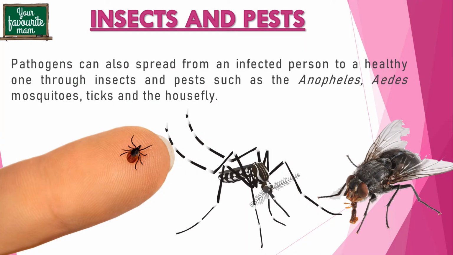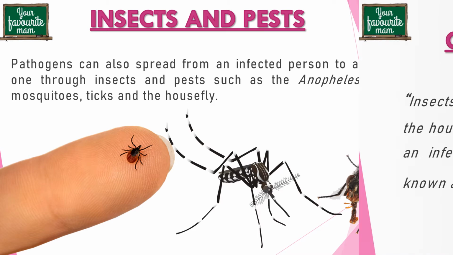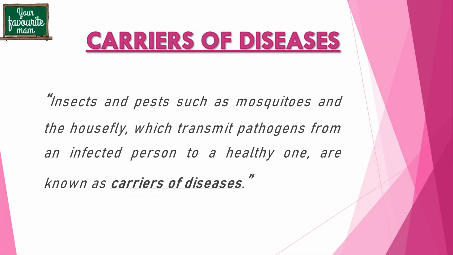Pathogens can also spread from an infected person to a healthy one through insects and pests such as Anopheles and Aedes mosquitoes, ticks, and the housefly. So insects and pests such as mosquitoes and the housefly, which transmit these pathogens from an infected person to a healthy one, are known as carriers of diseases.